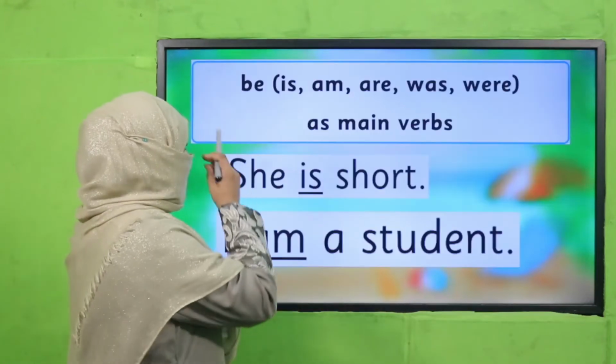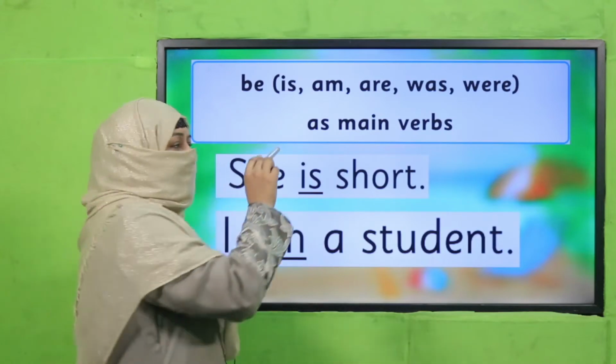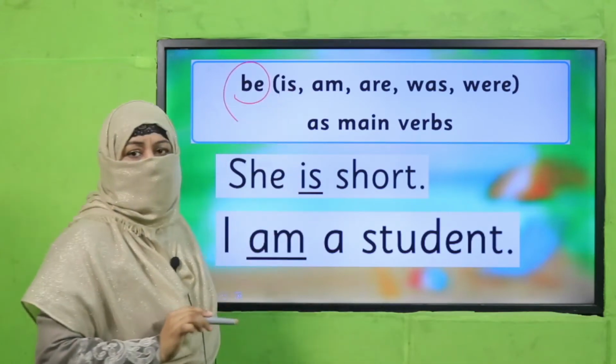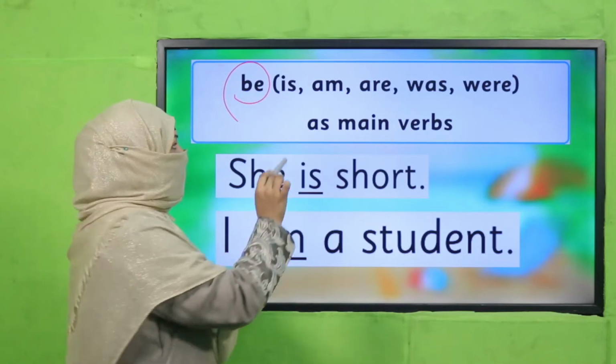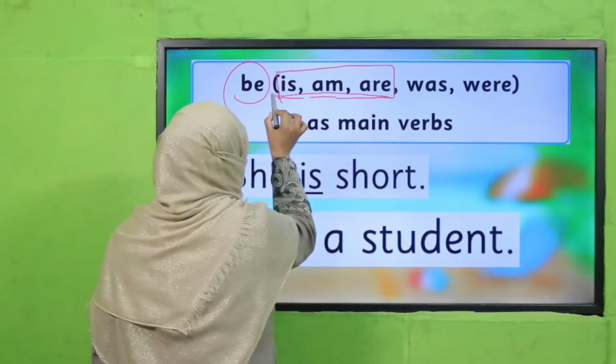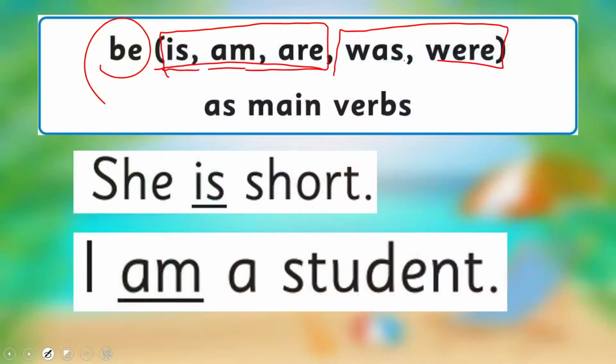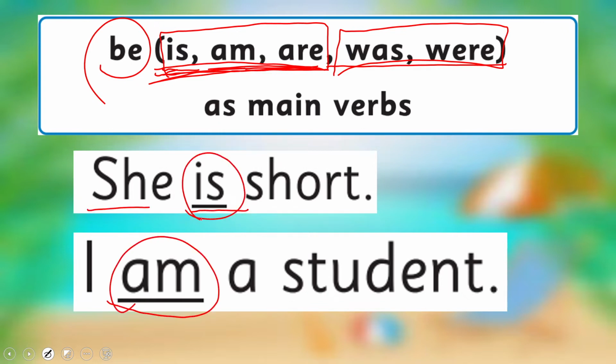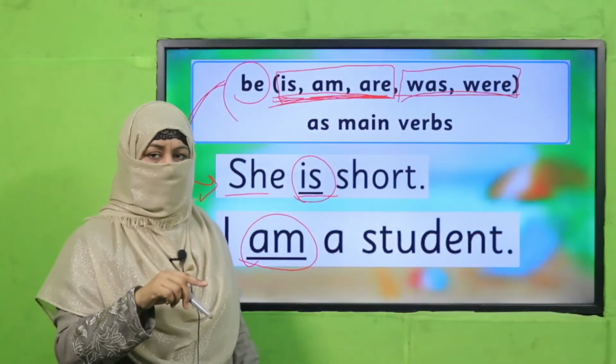Okay, let's practice it. The other question I ask you, the be form. So what are be forms of verb? Is, am, are, we have discussed about it, remember? And was and were, right? Okay, so is, am, are present form, and was and were past form. How do we use it? She is short, I am a student. So this is the be form as main verb.